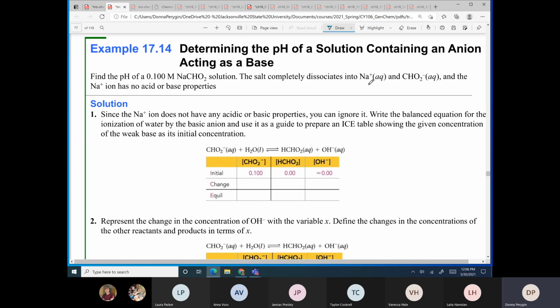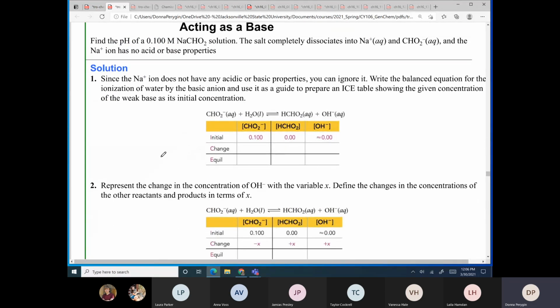The salt completely dissociates into Na plus and CHO2 minus, and the Na plus ion has no acid or base properties. Okay. All right. So since the sodium ion does not have any acidic or basic properties, you could ignore it. Write the balanced equation for the ionization of water by the basic anion and use it to prepare an ice table. So what we're saying here is the sodium formate, you can ignore the sodium and you have to only consider the CHO2 minus, and since it's the conjugate base of a weak acid, it's going to act as a base. Okay, so since it's acting as a base, you have to set up the K expression.